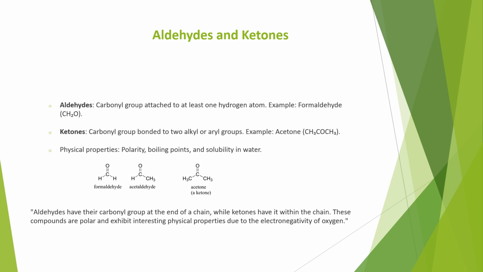Ketones. Let's go to ketones. In ketones, the carbonyl group is bonded to two alkyl or aryl groups. An example is acetone. Acetone is CH3COCH3. That is the condensed structure of the ketone.